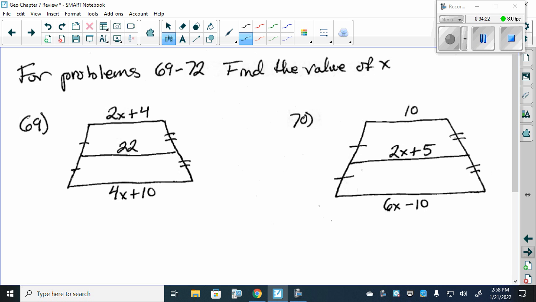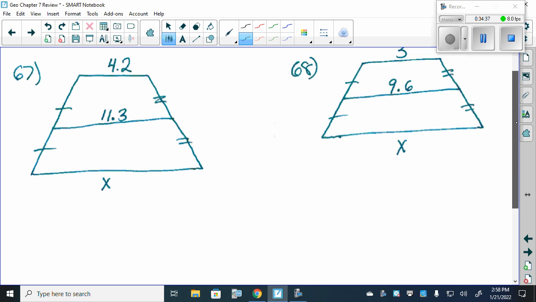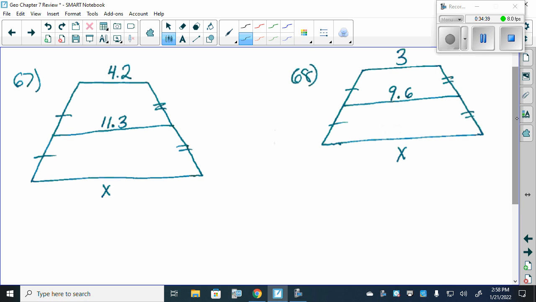Can we at least do one of them? Let's look at 68. Now, there's two ways we can go about doing this.